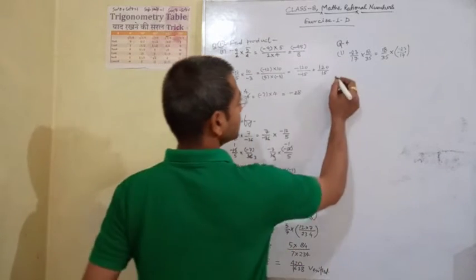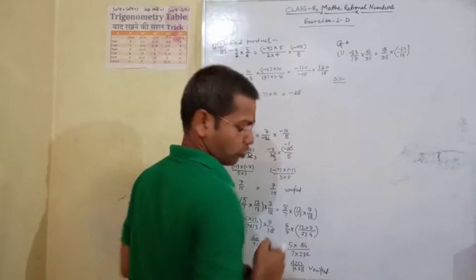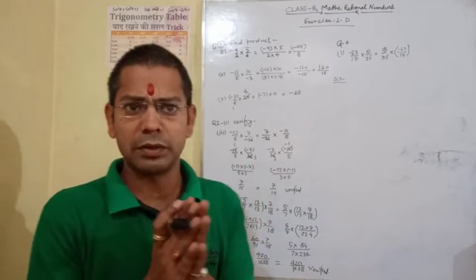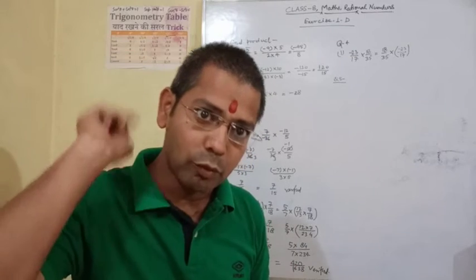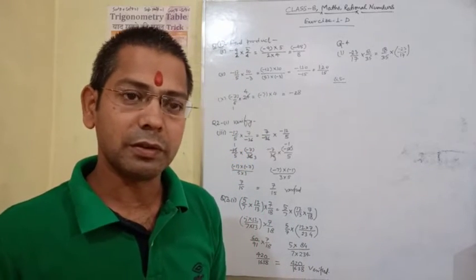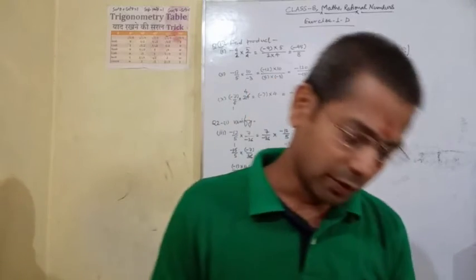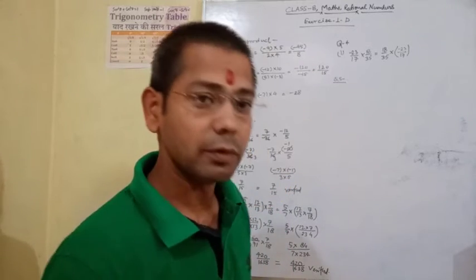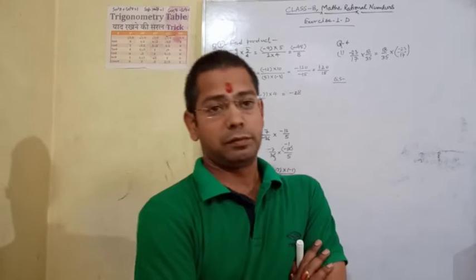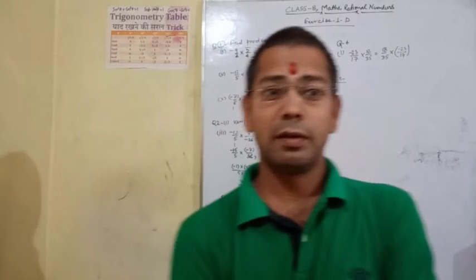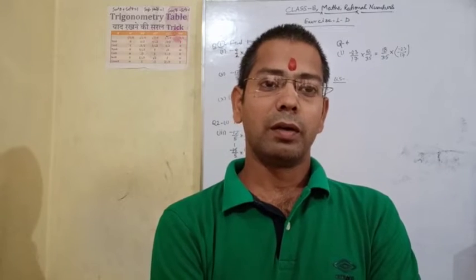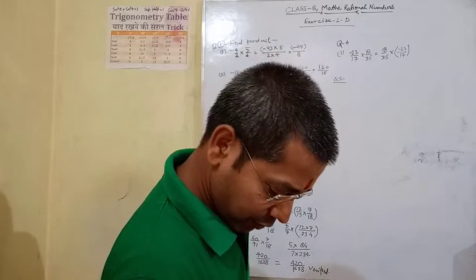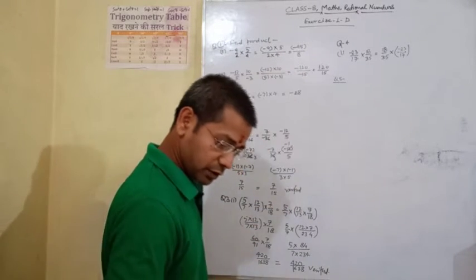Question 5 tells us to find the multiplicative inverse. What is the multiplicative inverse? It was discussed in the last video. The multiplicative inverse of a rational number is that reciprocal which, multiplied by the given rational number, makes it 1. So the given rational number is 13 upon 25.